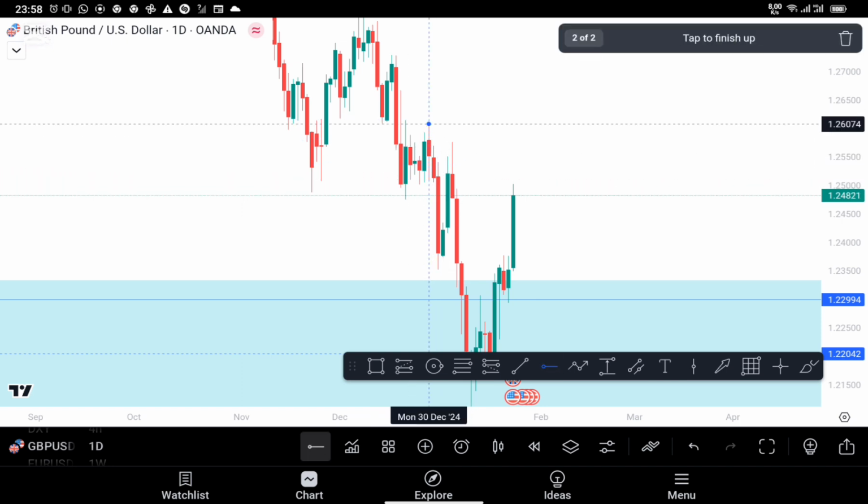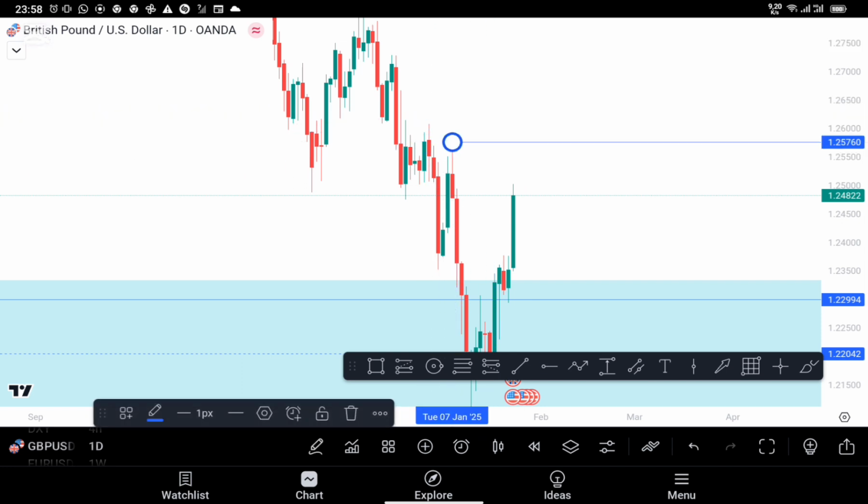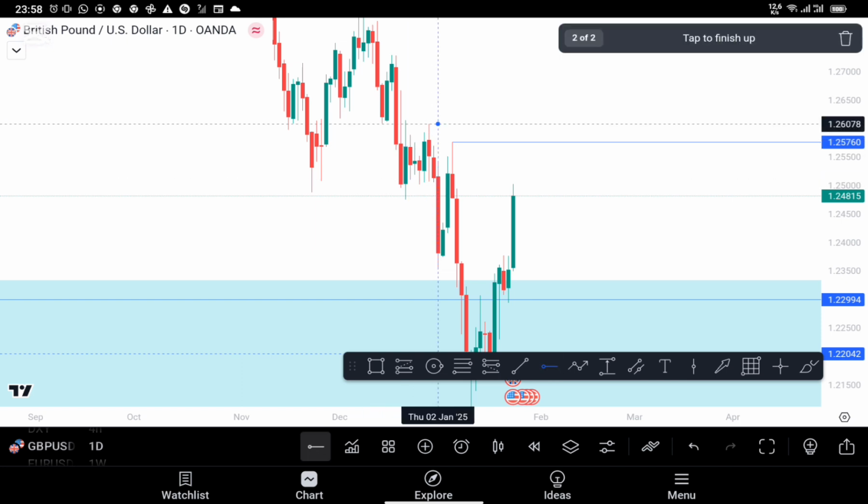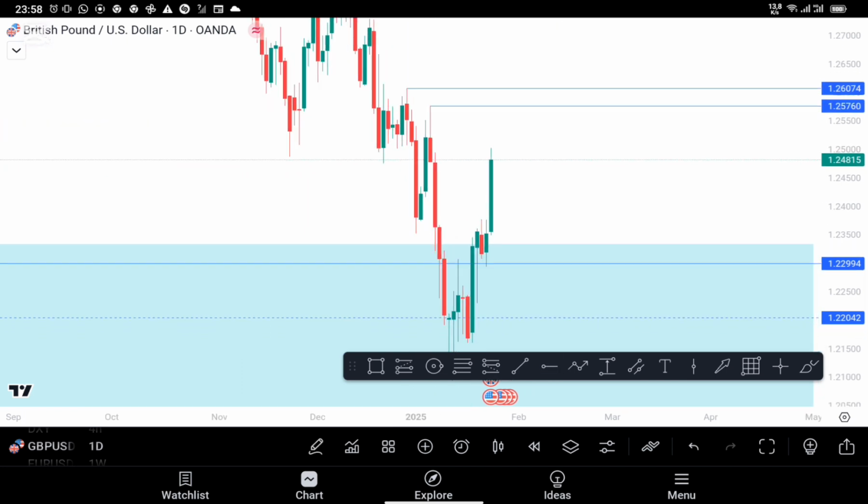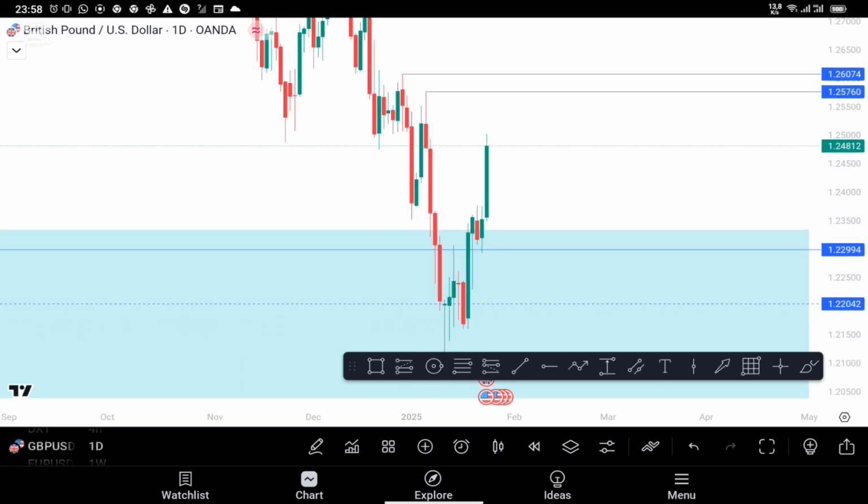Okay, if the buy side liquidity, you could look for this area here in these highs. Okay, so entry is going to be on 4 hour or 1 hour.